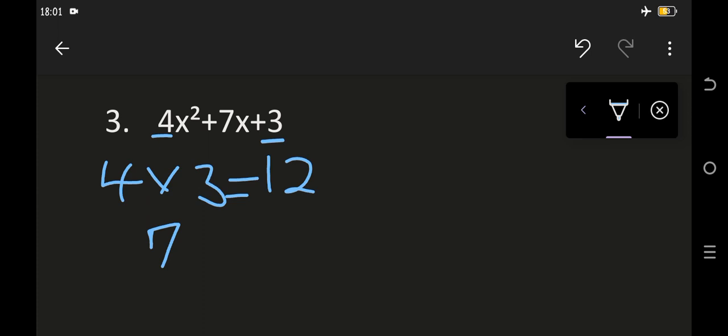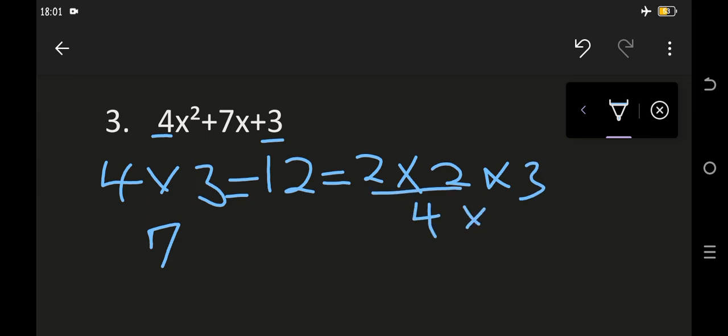So you look at the factors that will give you 12. That is going to be 2 times 2 times 3. And if you reduce this, you will have 4 times 3. So this is pretty direct. If you take 4 plus 3, you will get 7. If you take 4 times 3, you will get 12. Let us proceed to the next step.